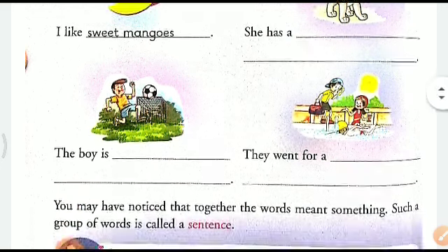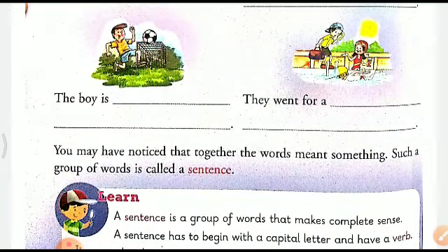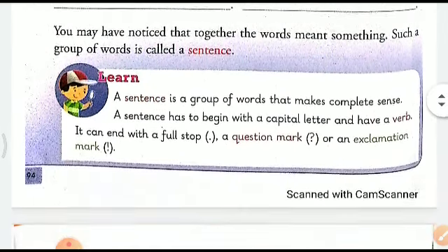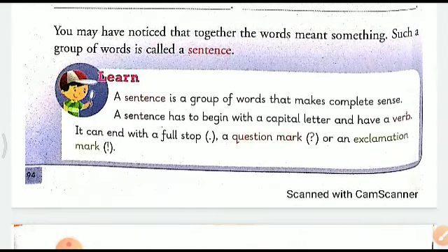Now, what does this mean? See what is written here. You may have noticed that together the words meant something. Such a group of words is called a sentence, right? So the definition is: a sentence is a group of words that makes complete sense. A sentence has to begin with a capital letter and have a verb, right? Now, it can end with a full stop, a question mark, or an exclamation mark. A full stop if it's a normal sentence, a question mark if it's a question, and an exclamation mark if something exciting or some emotions are represented in that sentence, right?